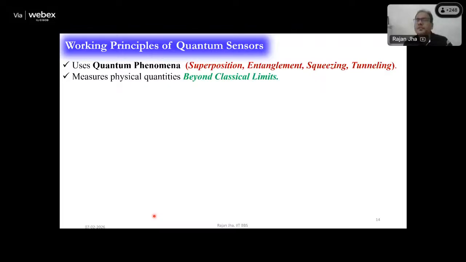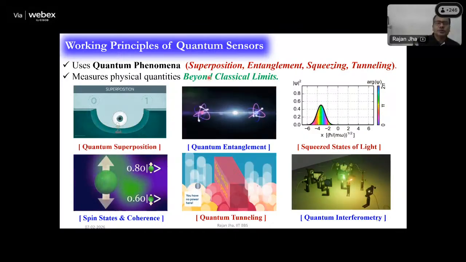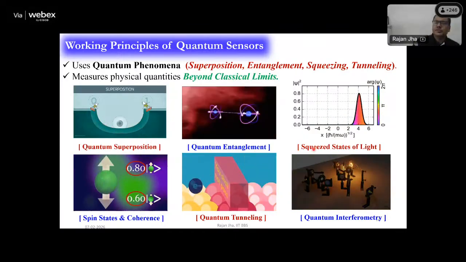So, unlike the classical systems which use Ohm's law and Snell's law, quantum phenomena use principles like superposition, entanglement, tunneling, as we discussed. Another is squeezing. Let's not go much into those. These are some of the advanced stuff, but you can think that these are also based on the concept of quantum phenomena. What classical limits cannot do, quantum systems can do. I have just tried to show you some of those concepts: quantum superposition, entanglement, squeezed state of light.